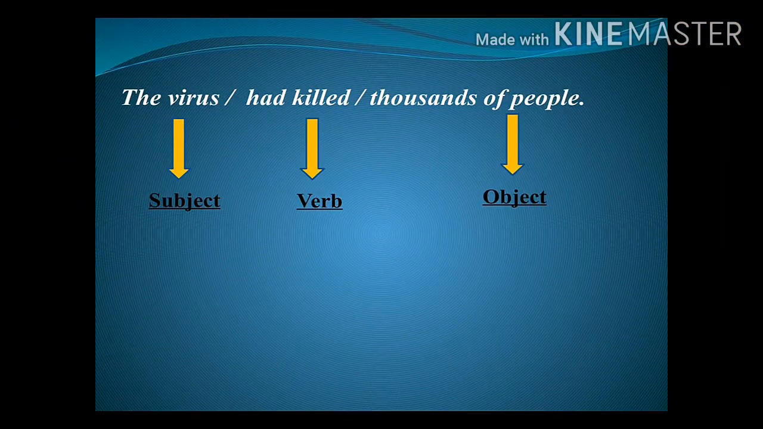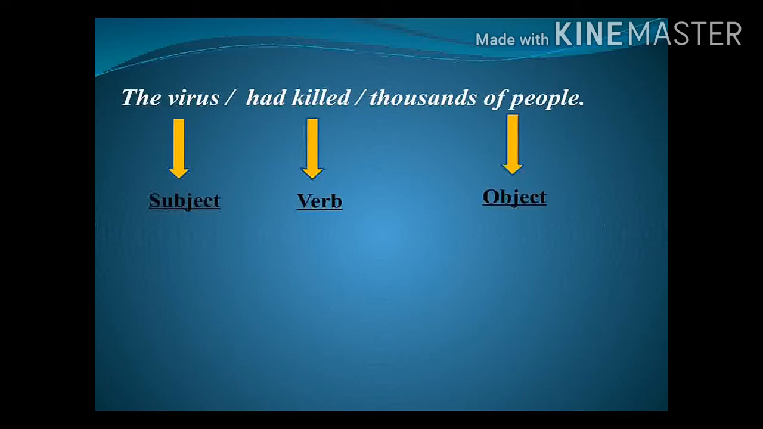Let us consider the example: the virus had killed thousands of people. In this example, the virus is the subject, the action of the subject is killing, and the receiver of this action is the thousands of people. So subject, verb and object are given.